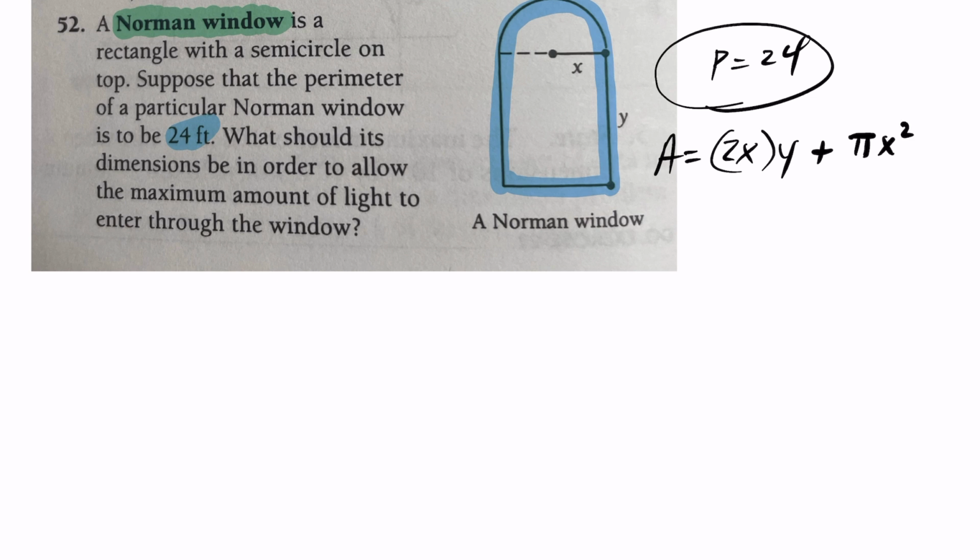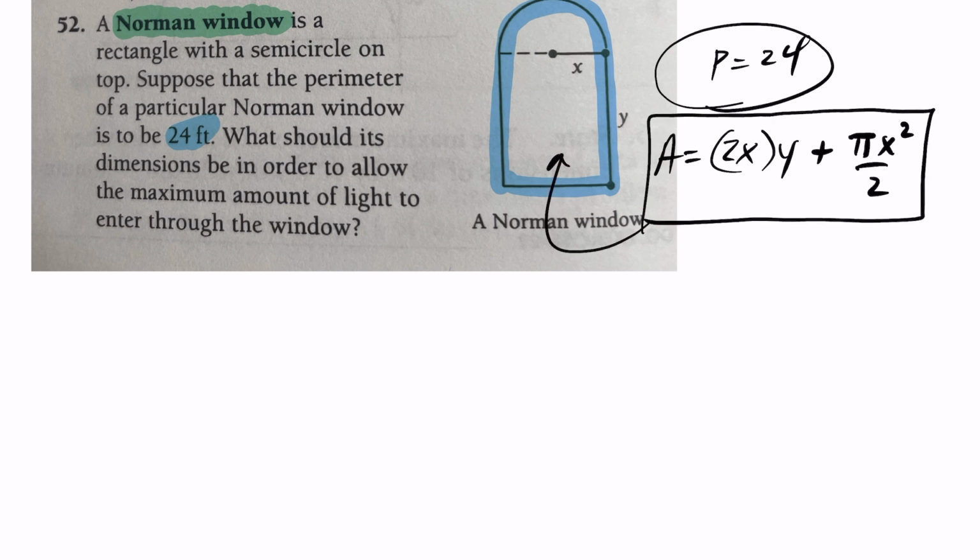In this case, you can see here they gave us the radius and labeled it as x, but this is a semicircle, so it's going to be over 2. So this represents the area of this Norman window that I'm looking to maximize. I cannot maximize a multivariable function. I need to get this down to one variable.